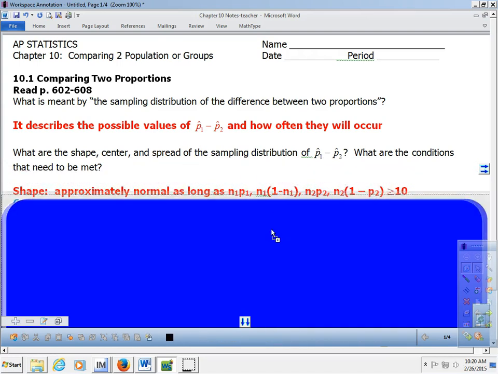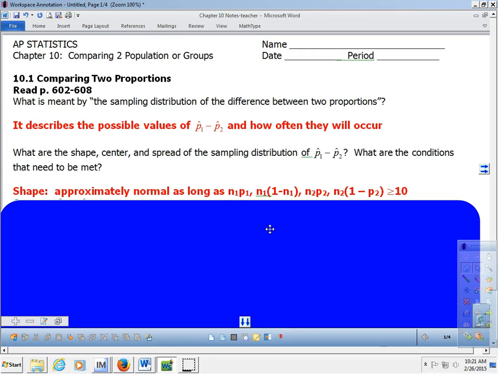First of all, shape. If the sampling distribution of the first group is approximately normal and the sampling distribution of the second group is approximately normal, then we know that when we combine two random variables, the shapes of their distributions do not change.